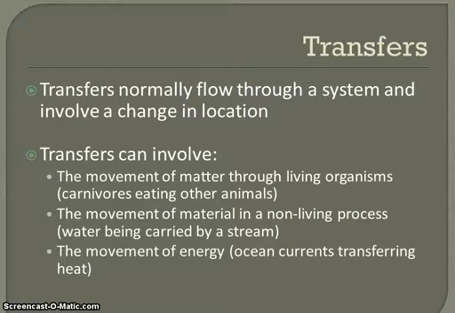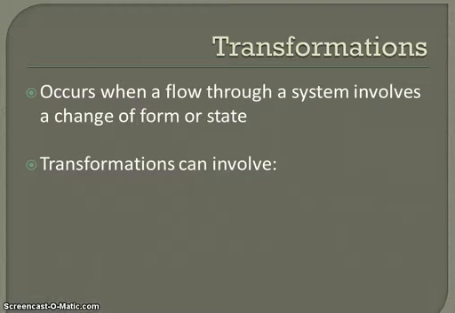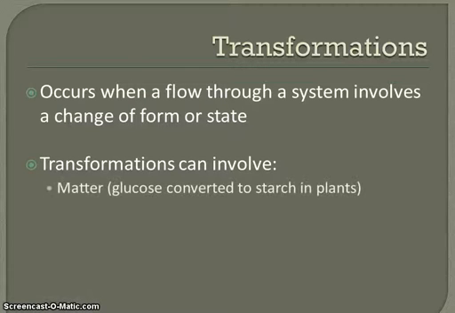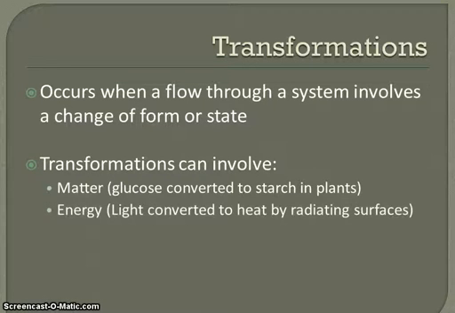Another example would be the movement of energy, like ocean currents transferring heat, which in turn affects our global wind patterns and climate. Now, a transformation involves a change in the form or the state. So it can be a change in location, but also you're actually changing the form of the matter or energy. So when we convert glucose to starch, you're changing it into a new form. And when light is converted to heat, we know from the laws of thermodynamics that energy can't be destroyed, but it is changed from one form to another and is usually degraded to heat.